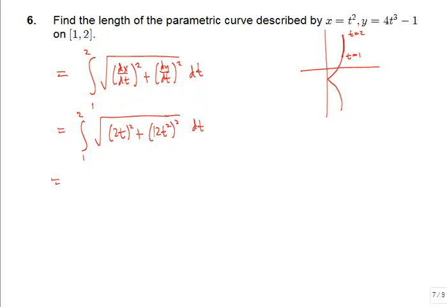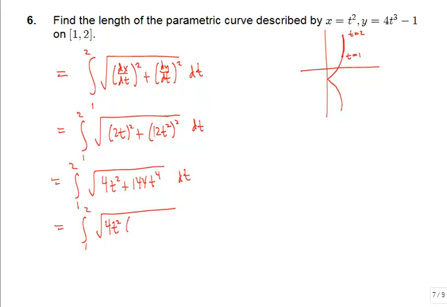So if I simplify that and FOIL that out, that's going to give me 4t squared plus 144t to the fourth dt. Now there is a GCF there, 4 and t squared go into both of these. So I'm going to go ahead and factor out a 4t squared, which will leave me with a 1 plus 36t squared.